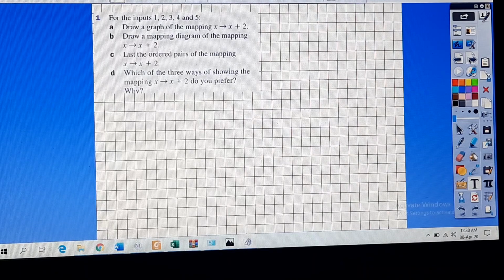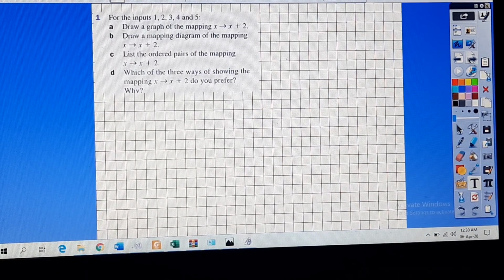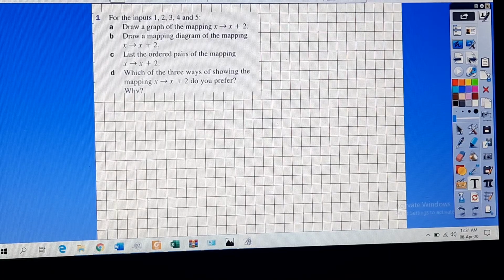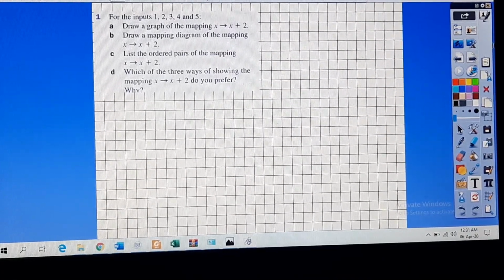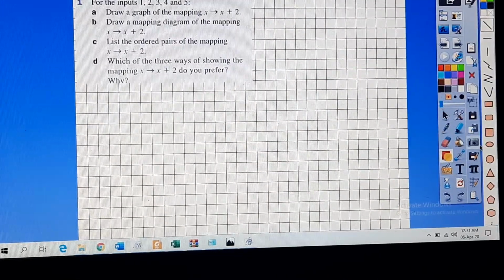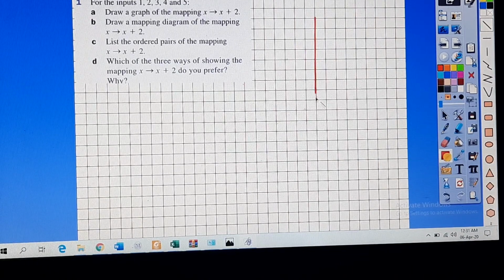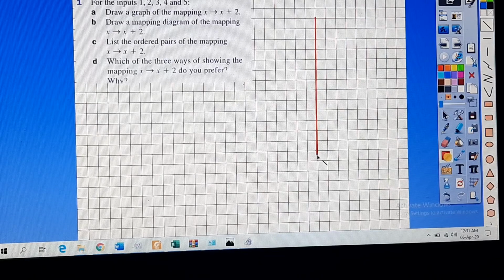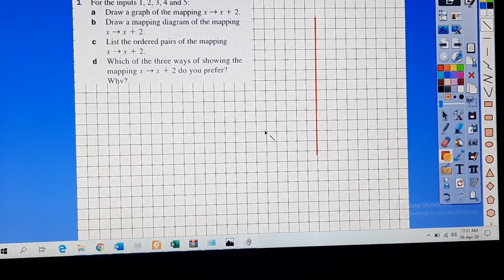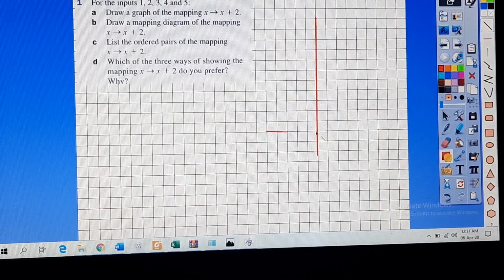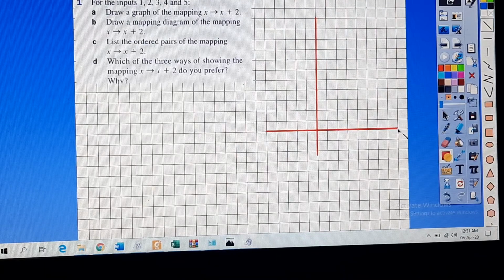And today we are going to do this one. For these inputs, 1, 2, 3, 4, 5, I will draw the graph of x which goes to x plus 2. So let's draw the graph, the coordinate system. We know that it is the intersection of these two number lines. So, the rule is x plus 2.